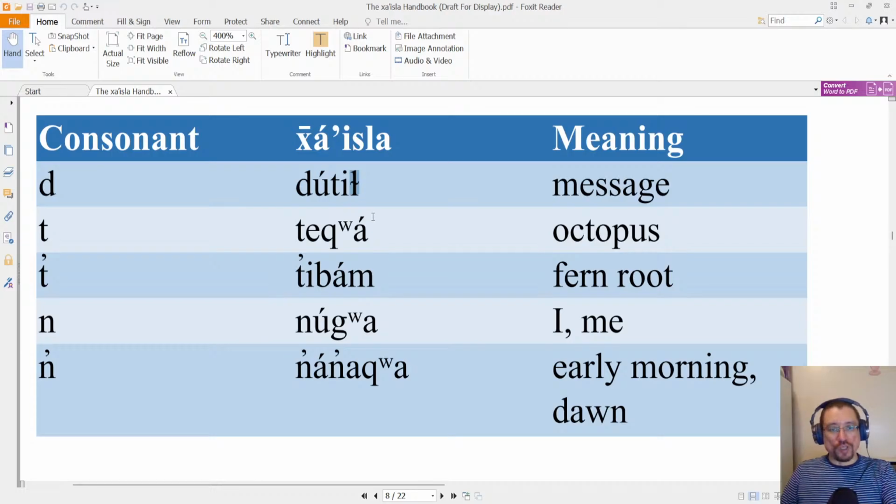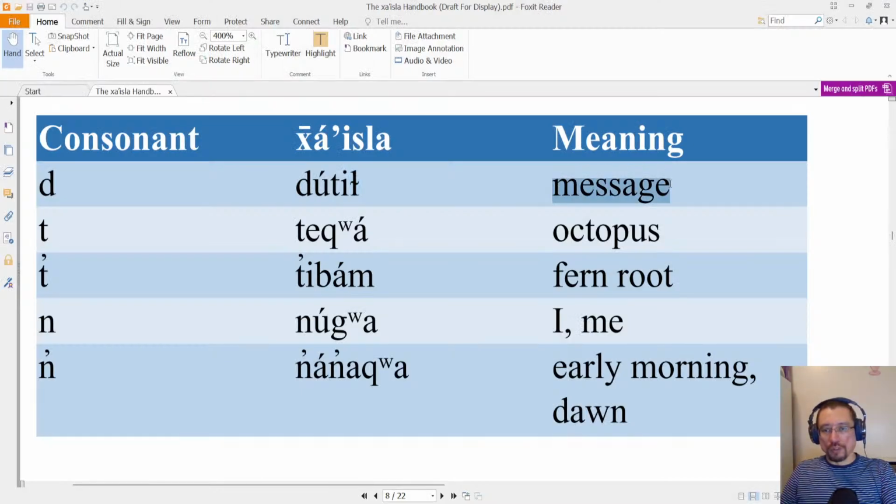This symbol here is an L with a wavy line going through it. That's called a tilted L. We'll look at that a little bit more later on. There's a group of consonants that are similar to that sound that we'll take a look at in later lessons. And the meaning of dúteeth is message.